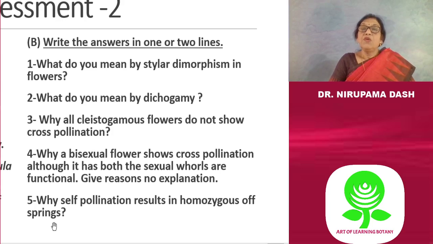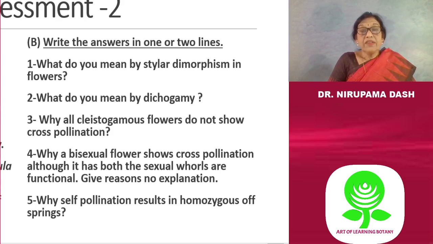Fourth question: why does a bisexual flower show cross-pollination although both sexual organs are functional? Give the reasons. All bisexual flowers do not show self-pollination. They show some features like dichogamy, herkogamy, stylar dimorphism and self-incompatibility.